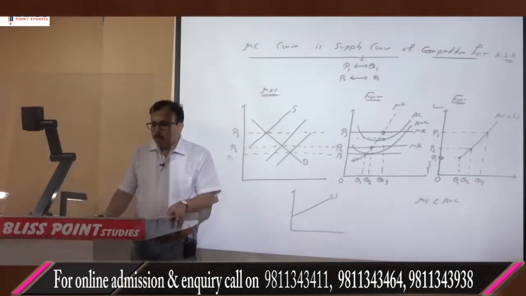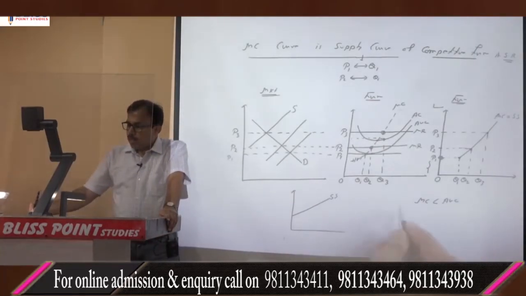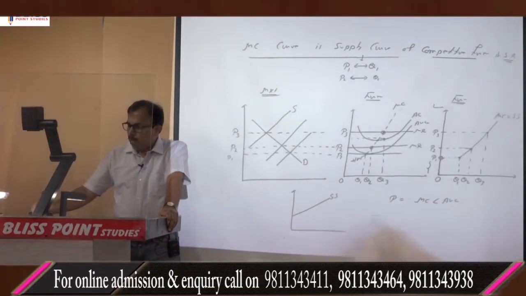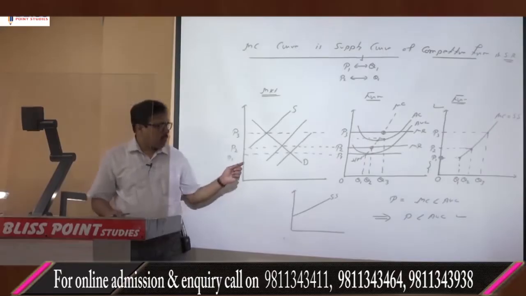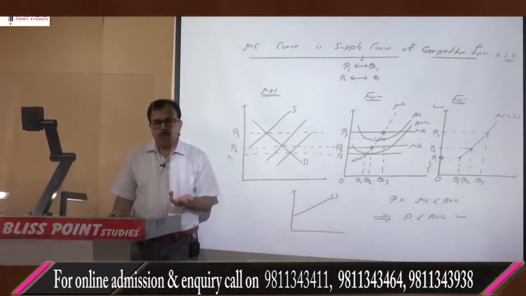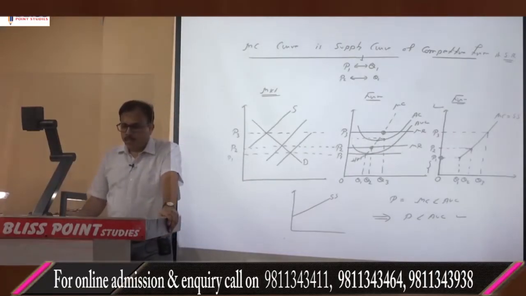This is because when marginal cost is less than AVC, then equating price with MC implies that price is less than average variable cost, but any price lower than average variable cost means there is operating loss. Price is less than AVC, this means that there will be operating loss.